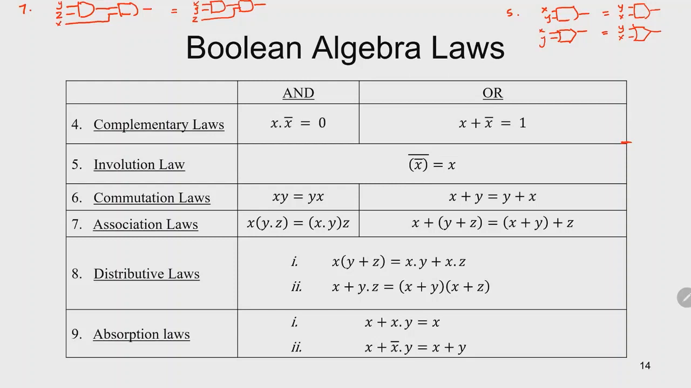Okay, so the next one is absorption law. The first one: x all with x and y is equal to x. And then the second one is x all with not x and with y, and that is equal to x or y.